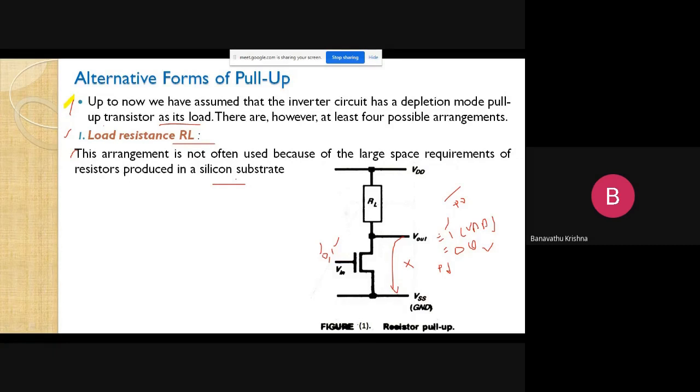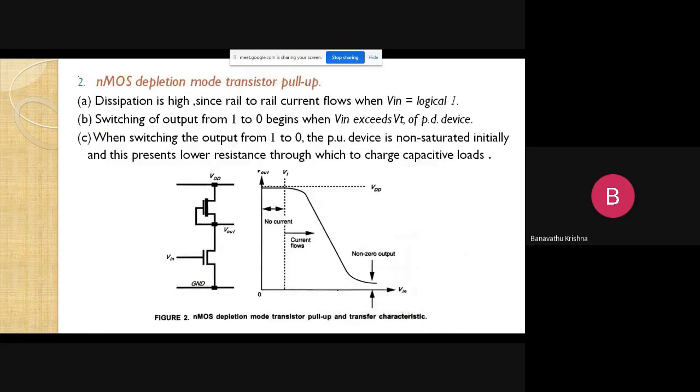Based on this requirement, we need to go to another alternative form of this NMOS inverter, right? Second case, let us see the NMOS depletion mode transistor as pull-up here. This is the other circuit here. Here the depletion mode transistor is called the pull-up transistor. Instead of a resistor, we want to replace it with a pull-up transistor, right?